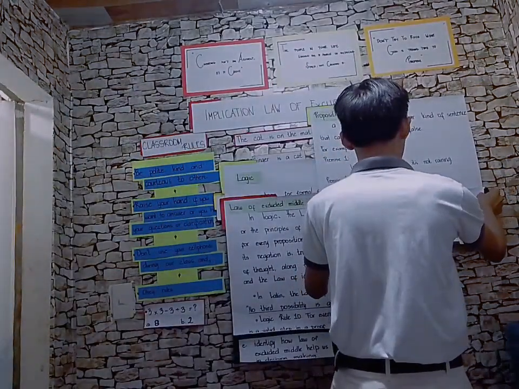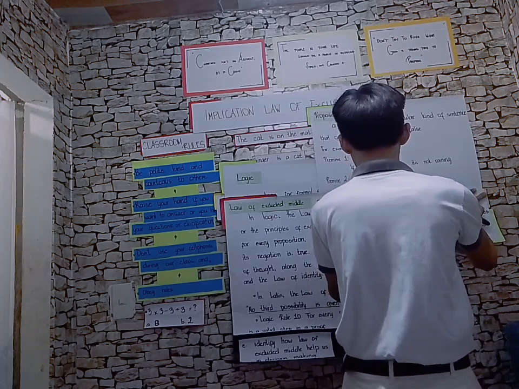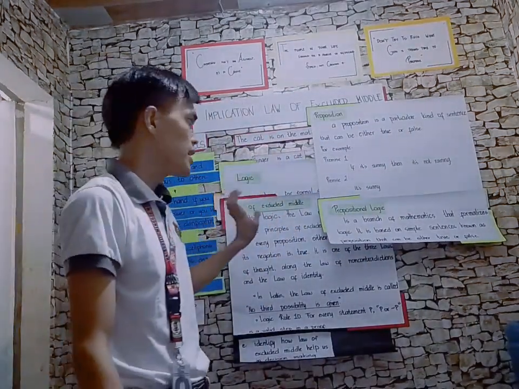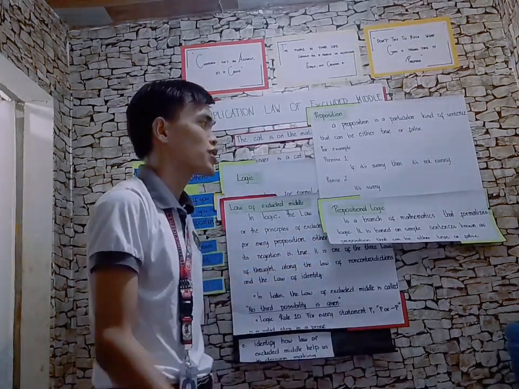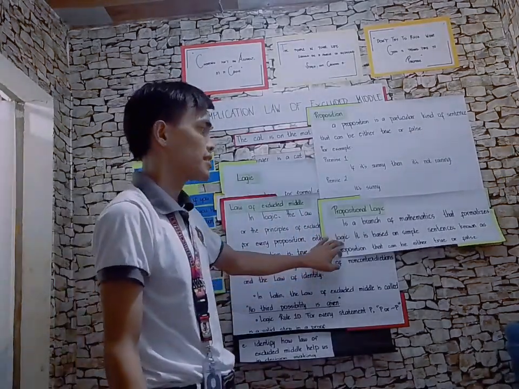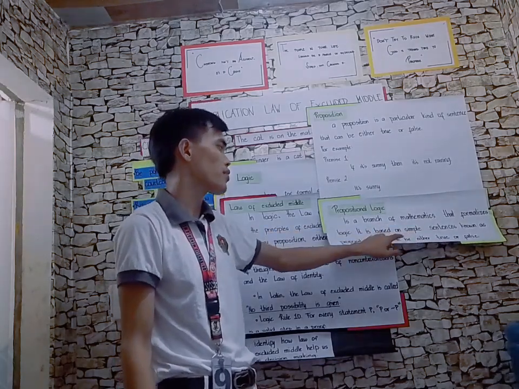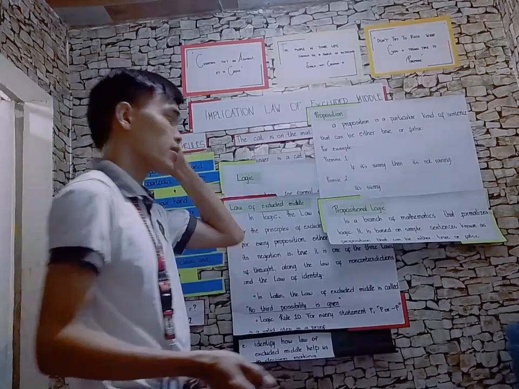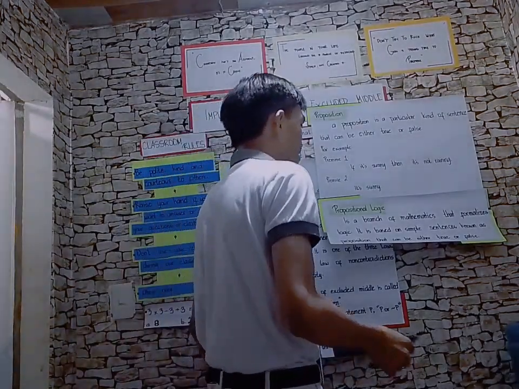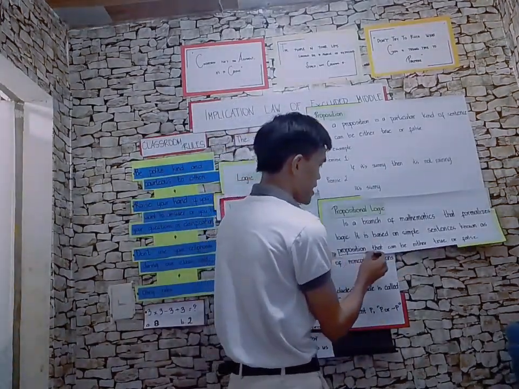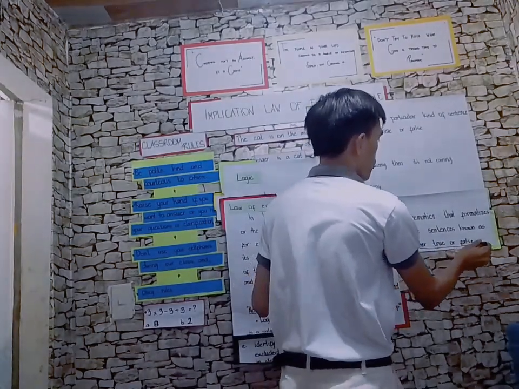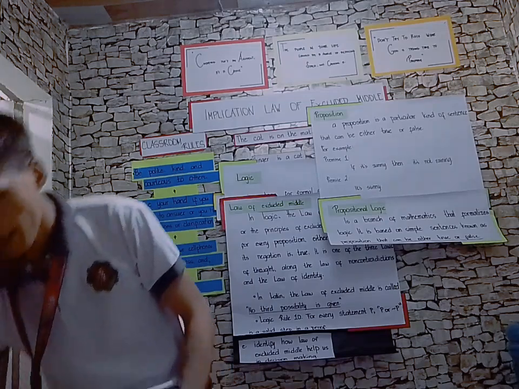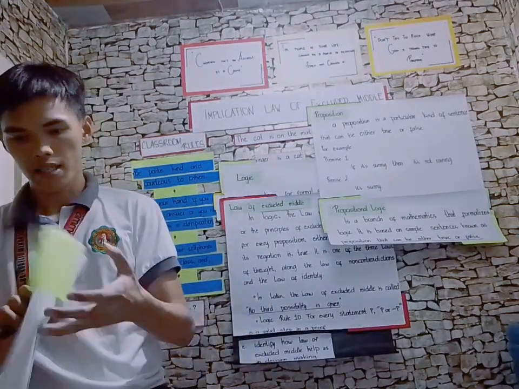Next, propositional logic. Propositional logic is a branch of mathematics that formalizes logic. It is based on simple sentences known as propositions that can be either true or false. As I said a while ago, a proposition is a statement that can be either true or false.